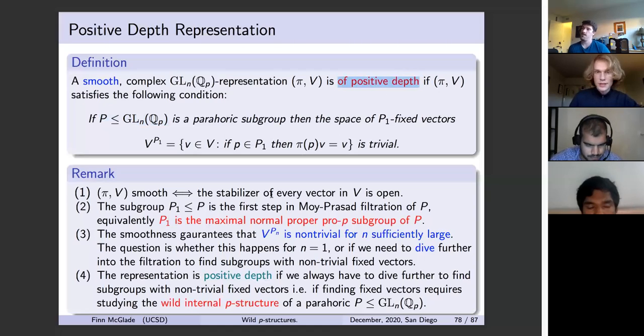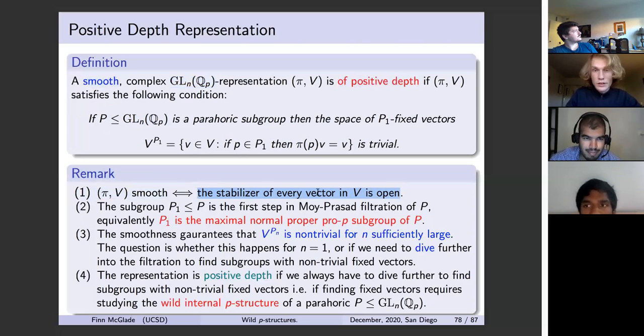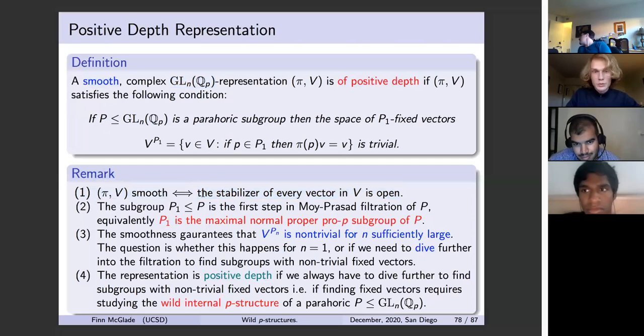Okay, so let's try to unpack this a little bit. We have this smoothness condition, and I should really tell you what this is. This is a topological condition on the representation. GL_N(Q_p) actually has a topology, and to say the representation is smooth is just to say that the stabilizers of all the vectors in the representation are open subgroups. If you give me a vector in the representation and I think about the subgroup stabilizing it, that should be open if the representation is going to be smooth.